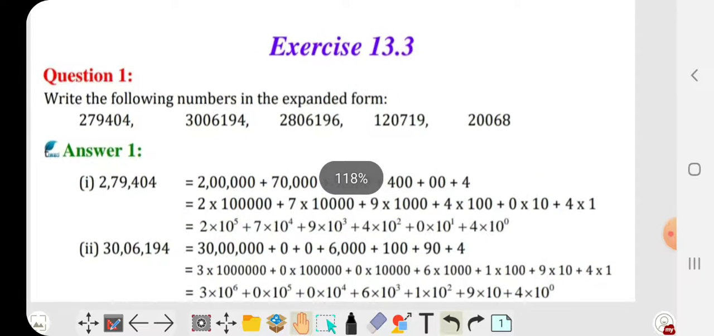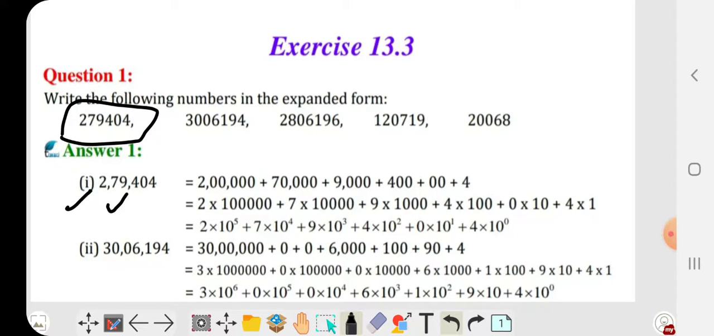Here we have to write question number 1. Write the following numbers in the expanded form. Now part 1 is 2,79,404. What you have to do, you just focus on your words. What you said, 2 lakh. So write 2 lakh, then plus 79,000, which means 70,000 and 9,000.